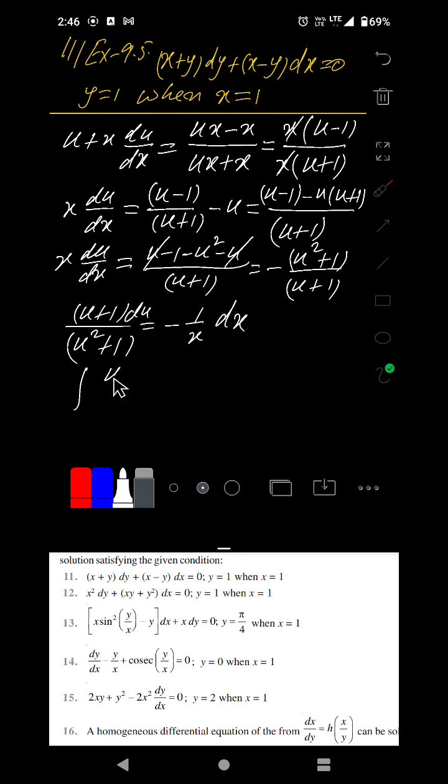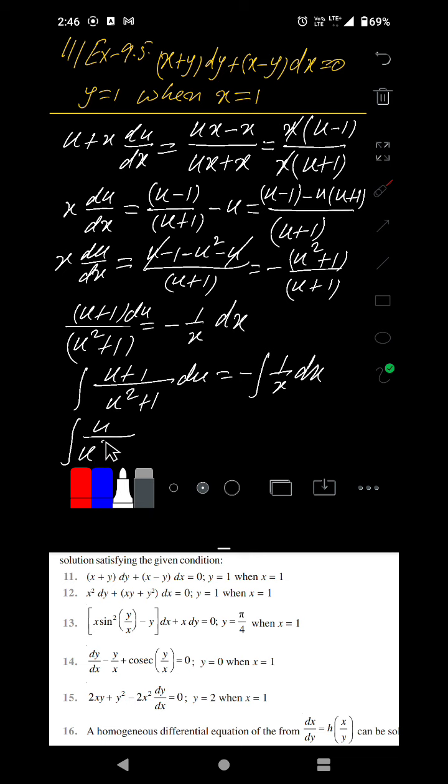Integral of (u + 1)/(u² + 1) du is equal to minus integral of 1/x dx. Now splitting them up, we may write this integrand as integral of u/(u² + 1) du plus integral of 1/(u² + 1) du is equal to minus integral of 1/x dx.